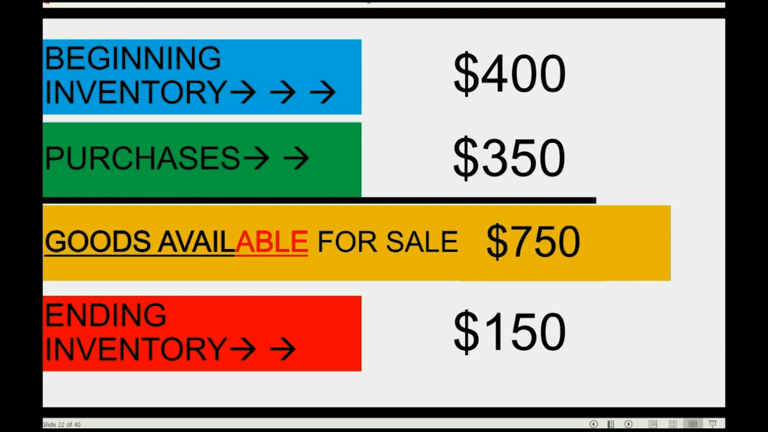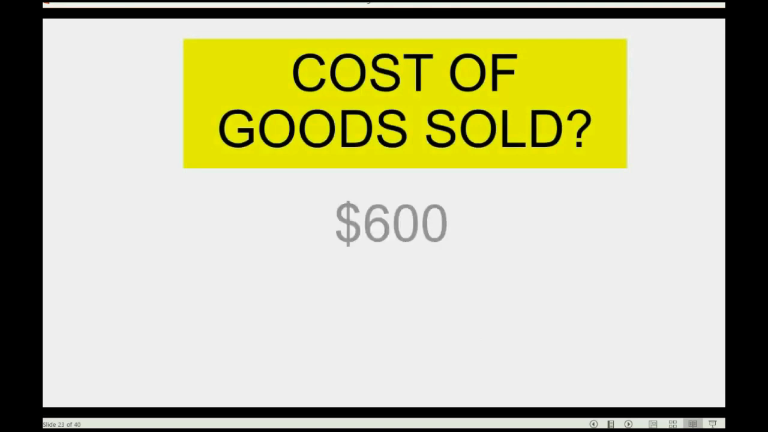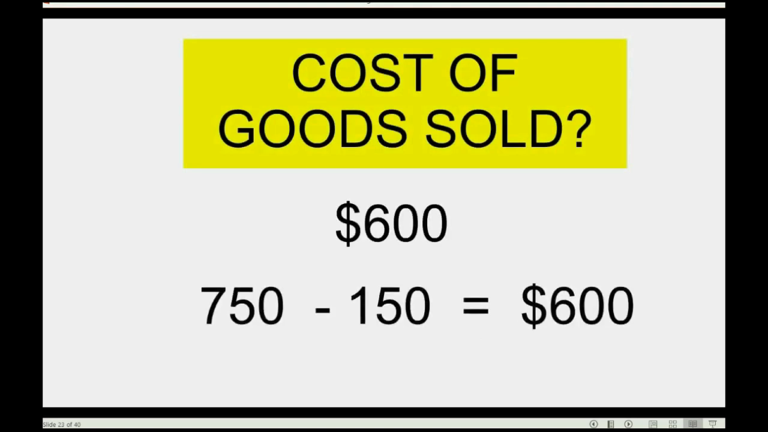So beginning inventory plus purchases equals goods available for sale, and goods available for sale minus ending inventory equals the cost of goods sold. And in this example, it is $600 because $750 were the goods available for sale, $150 was the ending inventory, therefore the cost of goods sold in this example was $600.